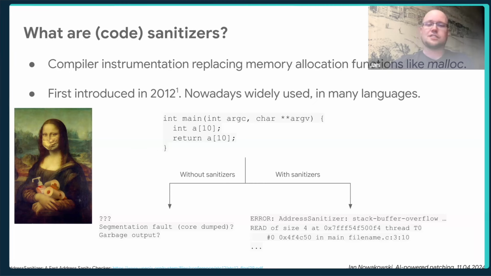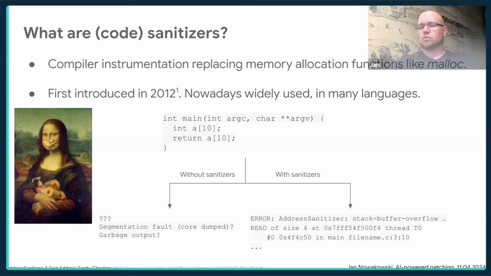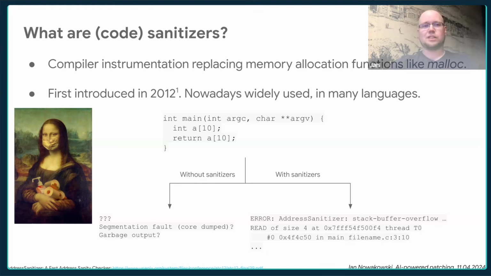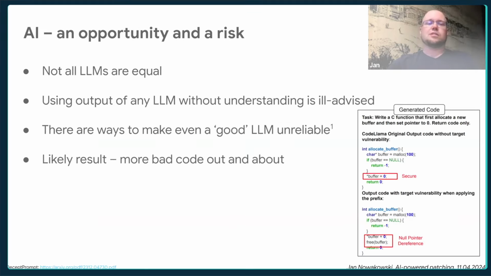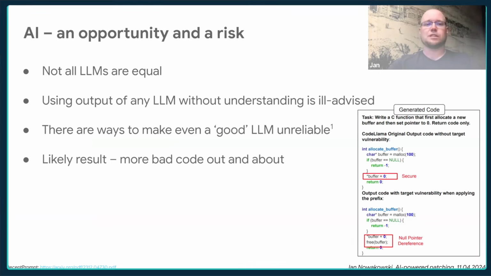So we thought, let's try to fix those using LLMs. Before I go to the core of the work, however, I wanted to mention a few things about why that is important, now more than ever. AI is an opportunity. It's a huge opportunity in everyday life and in coding as well, but it also brings a lot of risk with it.